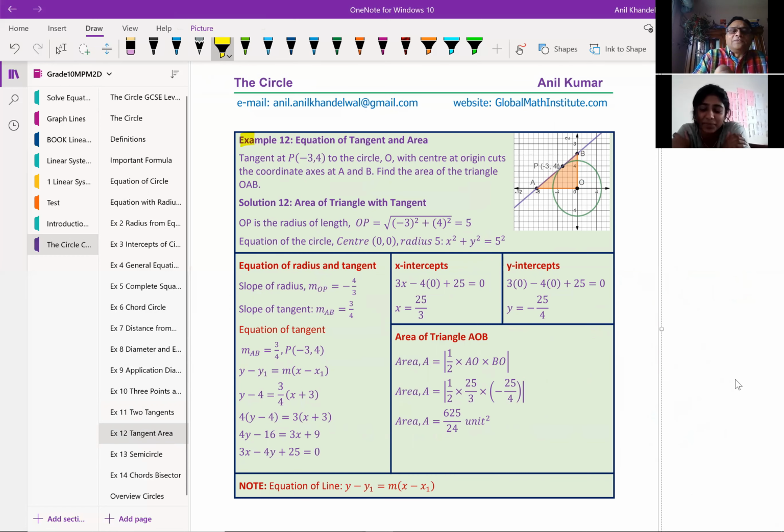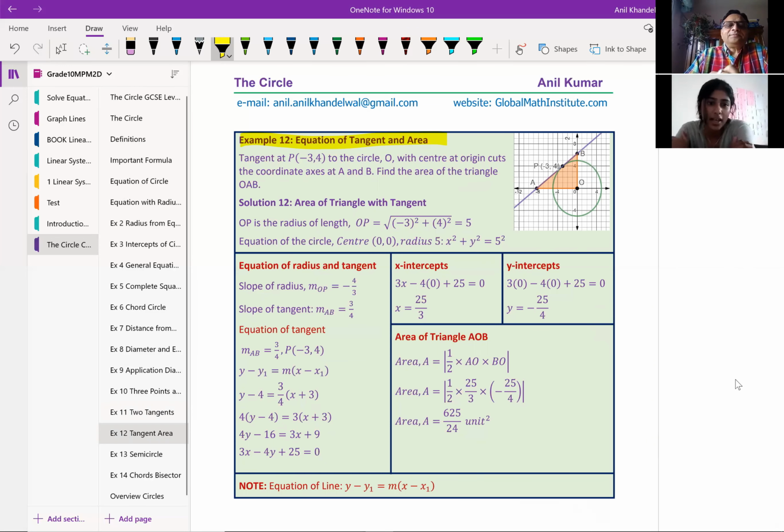Example 12, equation of tangent and area, right? This is very simple, but it is an example which gives you insight into some difficult questions in test papers. I've taken a very simple example only for you to understand the concept. Is that clear? Okay. Now, can you please read the question?